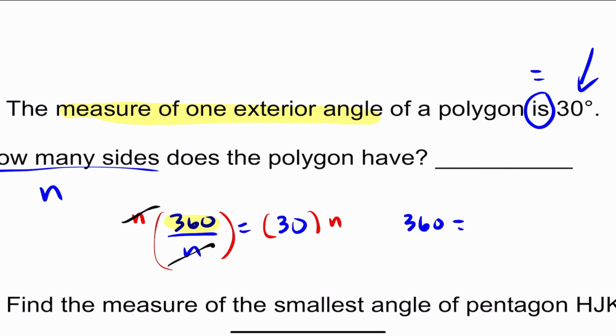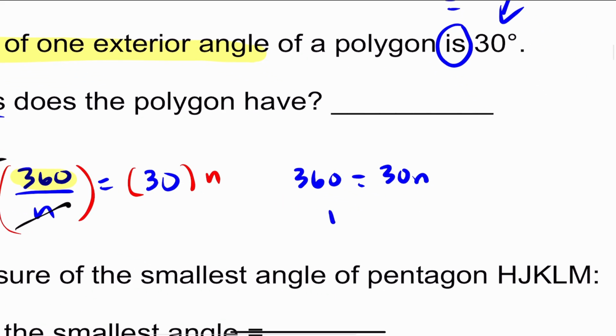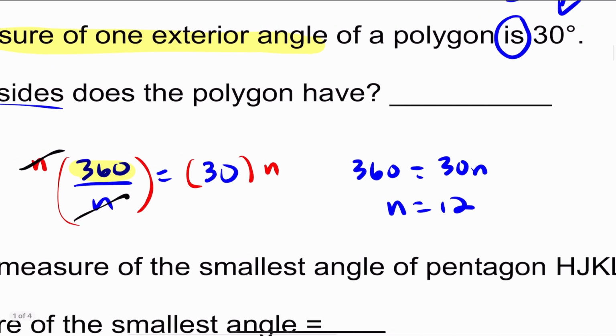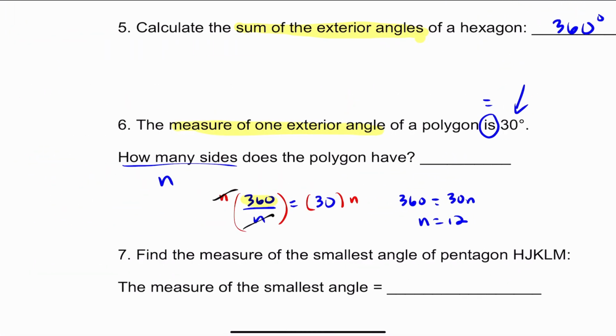And I set that equal to 30 times n, which is just 30n. Then I divide both sides by 30 because I'm trying to solve for n in this case, which in this case is 12, right? So how many sides does the polygon have? Well, it has 12 sides, okay?